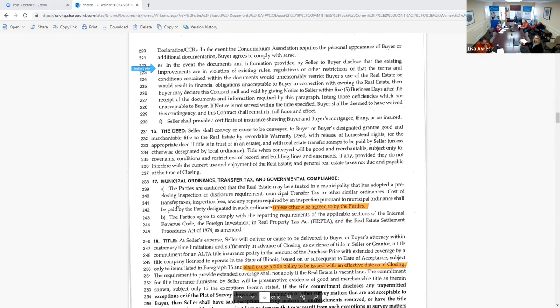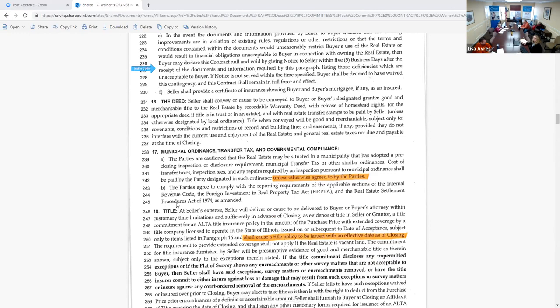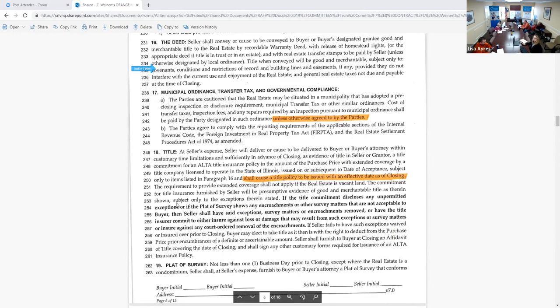Moving to page 6, line 242. This deals with municipal transfer tax. And you all know that some communities have municipal transfer taxes, that it varies whether those taxes are paid for by the buyer or the seller. The contract says that the taxes will be paid by the party who is designated under the ordinance unless otherwise agreed by the party. So you might have an arrangement where the buyer is picking up all the municipal transfer tax.